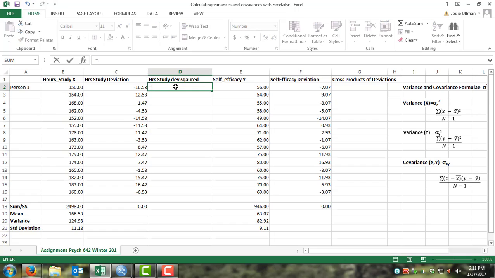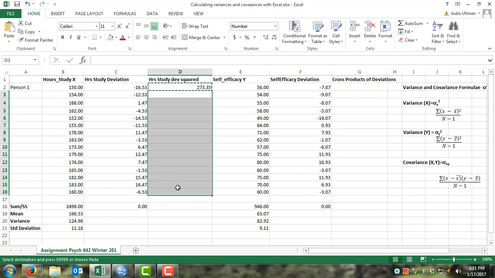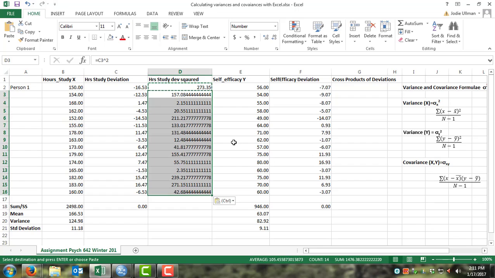and we could take each entry. If you want to square something, you could use the uppercase of the 6, that little caret, squared, and you've got that squared. Control C, we copy it down. Control V. Gosh, look at all those numbers. Clearly, not particularly meaningful. That just looks kind of wacky, doesn't it?